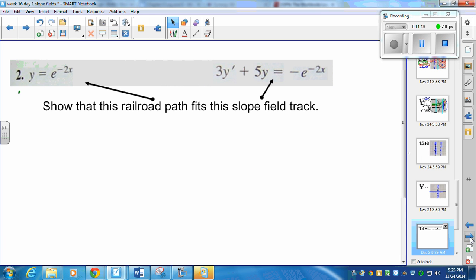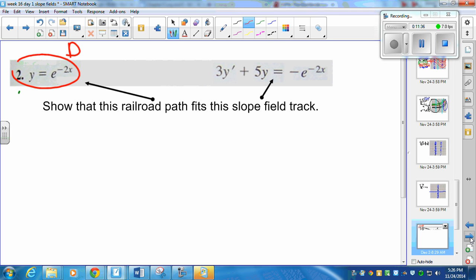Some bookwork problems that you might see is something like this. This is question 2 in the book, and it asks whether the given function works or not. I want you to think of this as the D, and this is what creates the slope field.